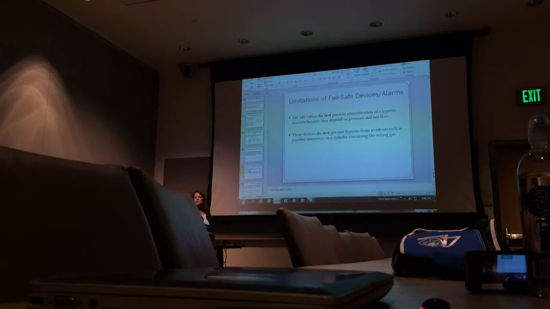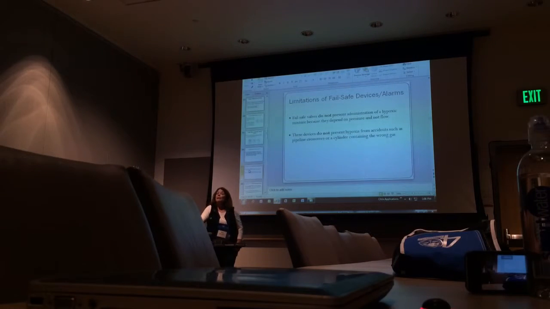There are limitations to this. It does not prevent the delivery of a hypoxic mixture to the patient. Nothing on this machine replaces the clinician. It's merely a tool.